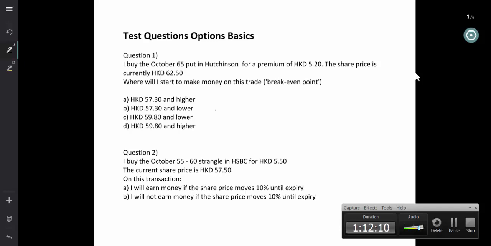So I buy the October 65 put in Hutchison. Hutchison is the name of a company. And I pay $5.20. The share price is currently $62.50. When will I start making money on this trade? It's called a break-even point. It's the first thing a trader would want to know. Okay? What's the answer to that? A, B, C, or D?